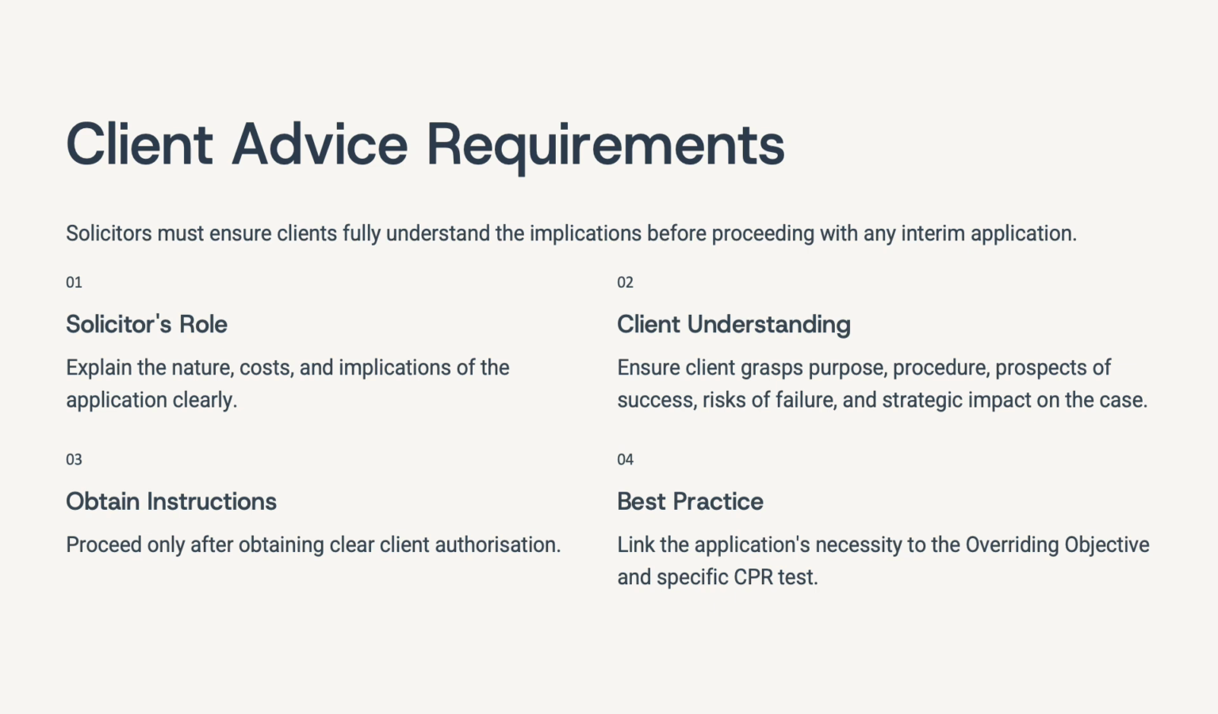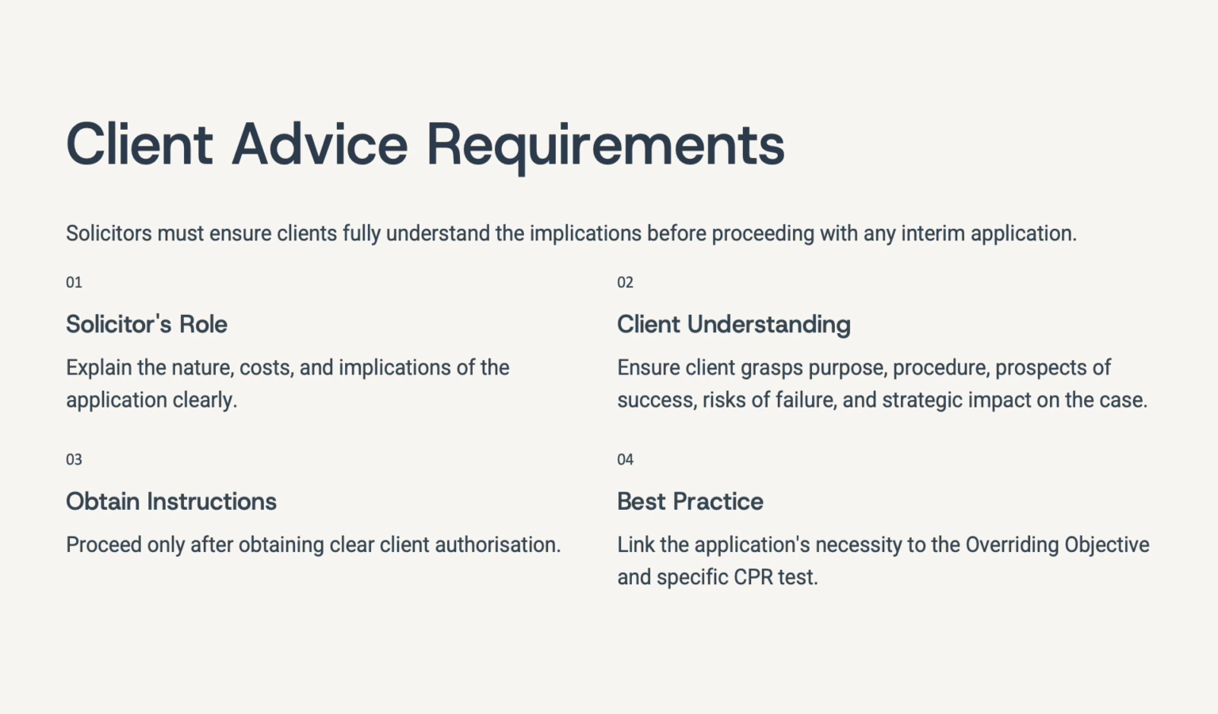Before making an application, you have to advise your client properly. That means explaining three things clearly. First, the purpose: why are we applying? Second, the risk and costs, because nothing in litigation comes for free. And third, the likely outcome, including what happens if we lose. You must get informed instructions, no surprises later. There is nothing worse than a client saying, "I never agreed to that," halfway through a hearing. At that point it will be a big embarrassment for you, and in some cases there can be SRA vigilance against you.